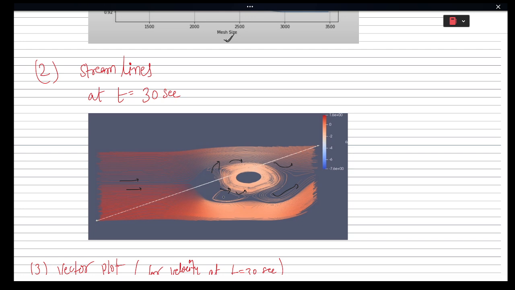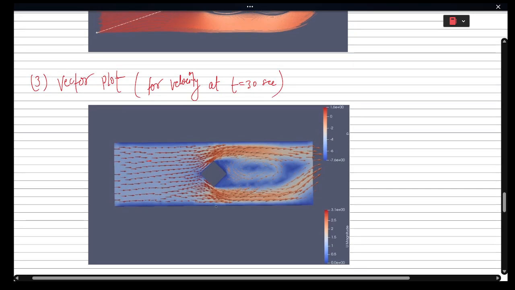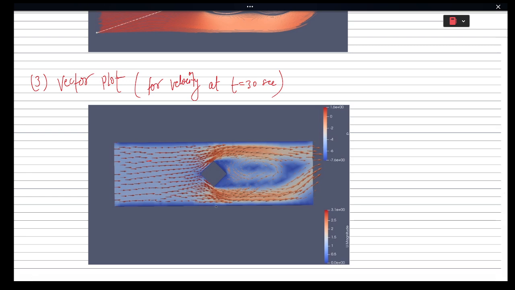and turbulence. Okay, so go to our next result, which is the velocity vector plot for time equal to 30 seconds. The velocity vector plot shows the direction and speed of the fluid at different points. What does the plot tell us? The arrow indicates the direction of flow, while the color of the arrows represents the velocity. Red arrows mean the fluid is moving fast.